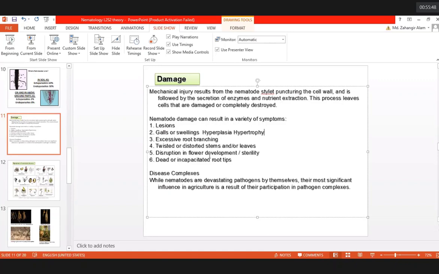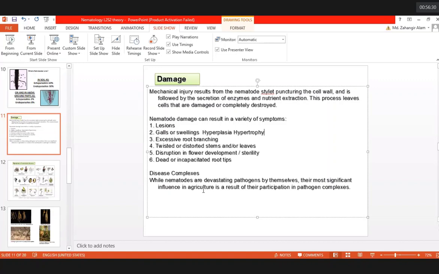Mind it, in absence of essential nutrient elements, the plant becomes sterile. In absence of essential nutrient elements, the plant becomes susceptible to plant pathogens. Okay, that plant will be sterile. At the same time, that plant will be susceptible to a number of biotic and abiotic stresses. Okay. And another one, because of the nematode attack, the root tip might be dead or incapacitated. Okay. So these are the symptoms when the plant is attacked by plant parasitic nematodes.